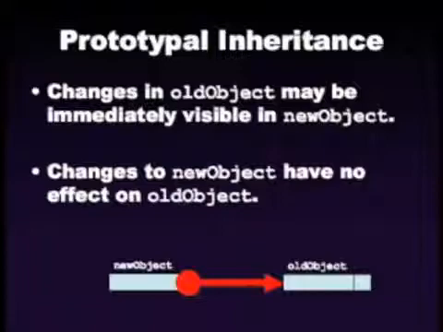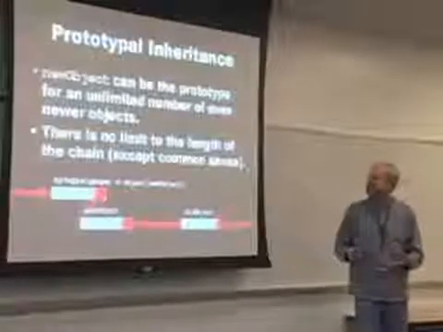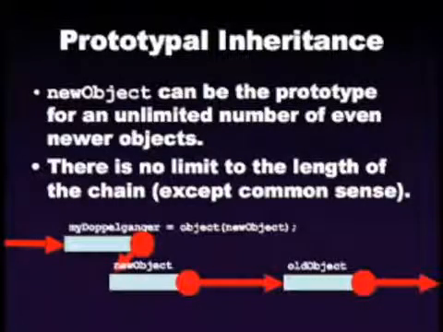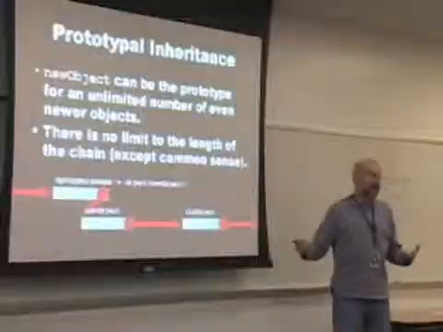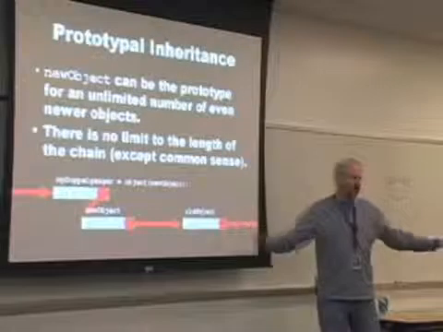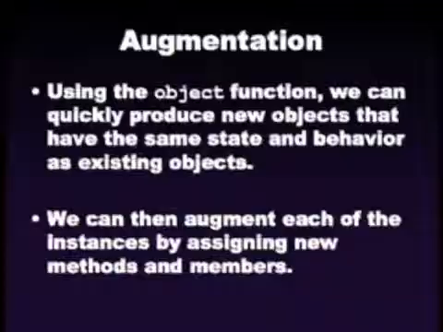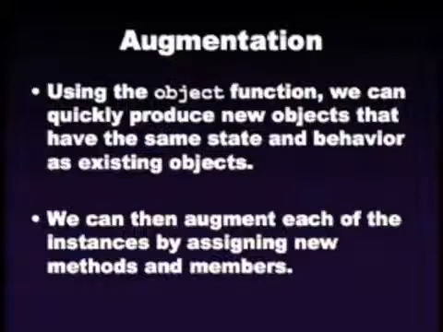So the old object can be the prototype for any number of instances. And then the new object can also be the prototype, and we can continue that as far as we can keep in our heads. You can get to the point where it becomes unwieldy, but the JavaScript system does not impose any limits on how long this chain can get. Using the object function, we can quickly produce new objects that have the same state and behavior as existing objects. We can then augment each of the instances by assigning new methods and members.